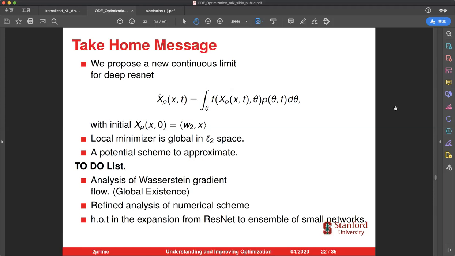And also one thing we have discussed earlier is, what do the high order terms in the expansion from ResNet to the example of small networks mean? So what do the high order terms mean here? It should relate to why the ResNet is better than the two-layer net. Maybe some mystery is hidden there. Yeah, that is the first part of the talk. If you have questions, you can ask now, and I will switch to the algorithm design part.